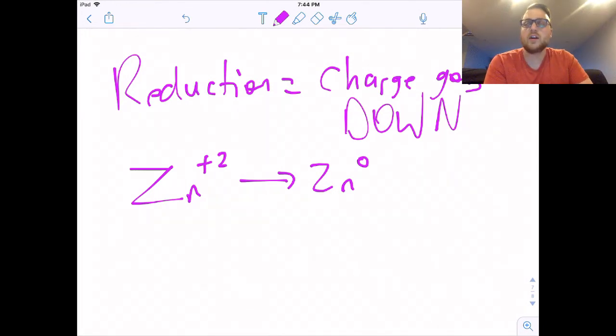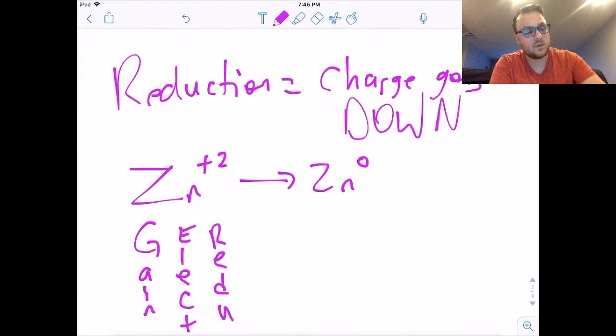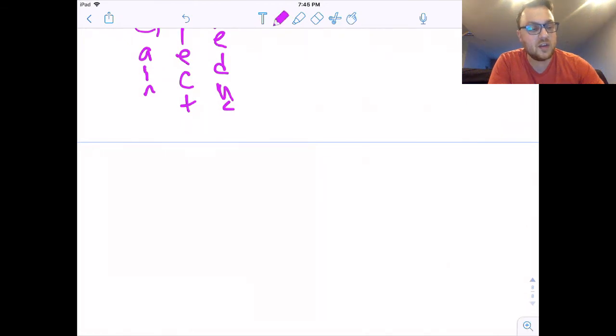So here comes acronym number 1. Gain electrons reduction. I just ran out of room, but you heard me say it. Gain electrons reduction. For zinc to go from +2 to 0, its charge has gotten smaller, therefore it's getting reduced, and it has gained electrons. So you would show this half reaction as Zn2+, gaining 2 electrons to become Zn0.